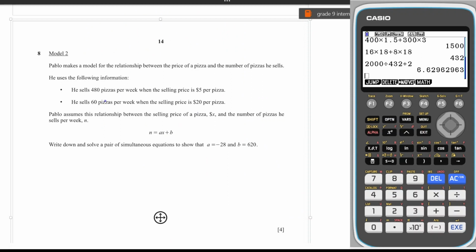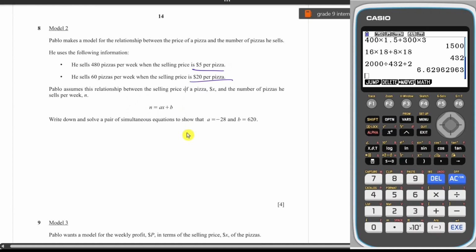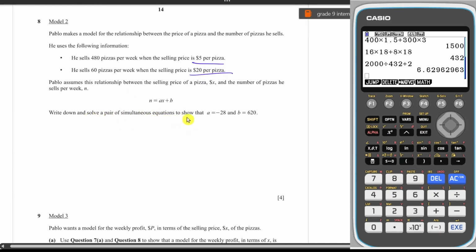Now this is model 2, where Pablo makes a model for the relationship between the price of pizza and number of pizzas he sells. He uses the following information. He sells 480 pizzas per week when the selling price is $5 per pizza. He sells 60 pizzas per week when the selling price is $20 per pizza. Pablo assumes this relationship between the selling price of a pizza, that is x dollars, and the number of pizzas he sells per week, n. Write down and solve a pair of simultaneous equations so that a is equal to minus 28 and b is 620.